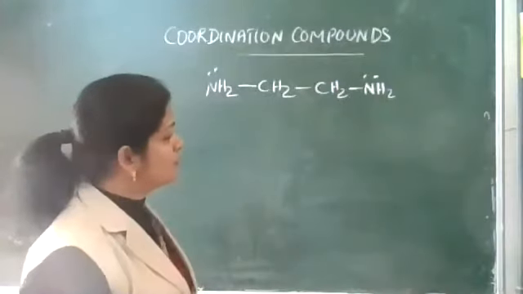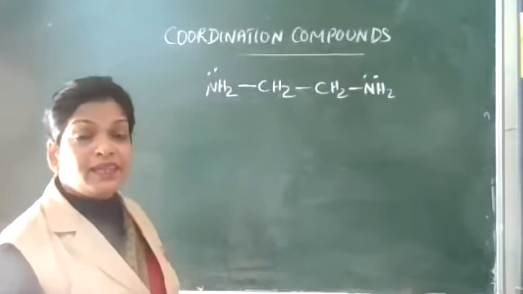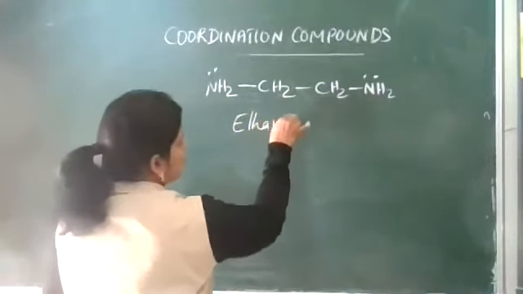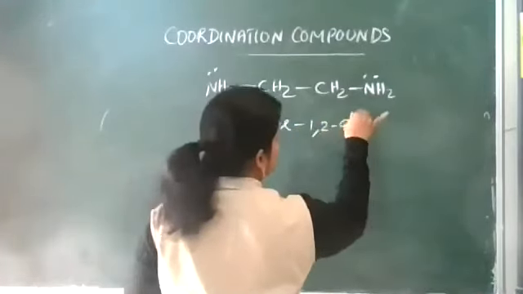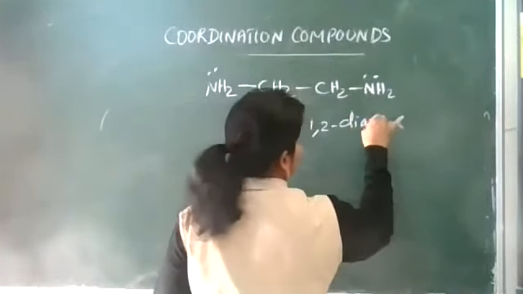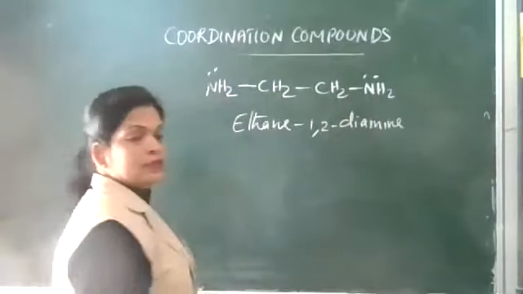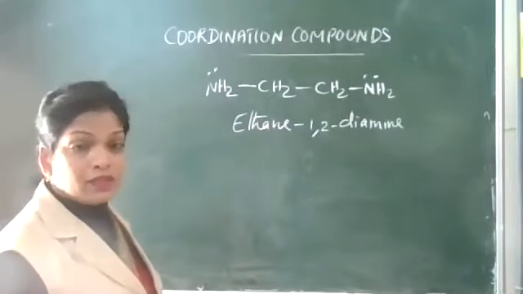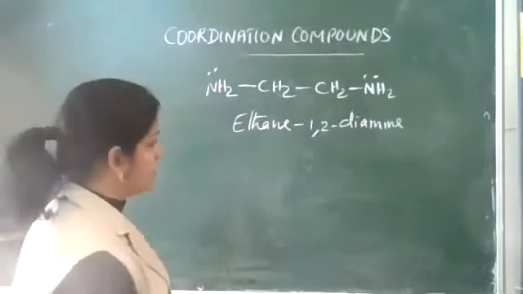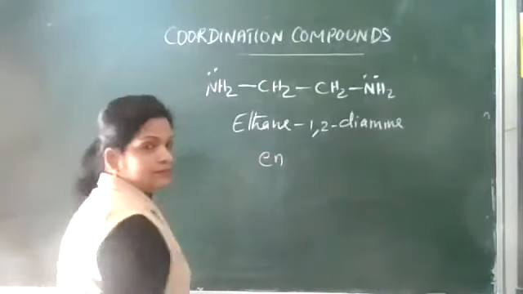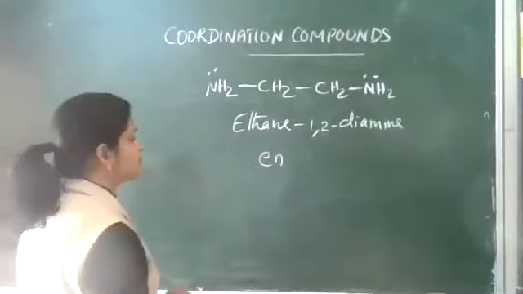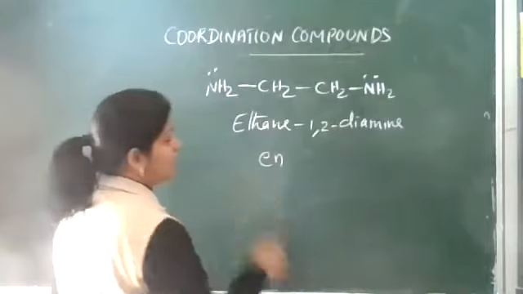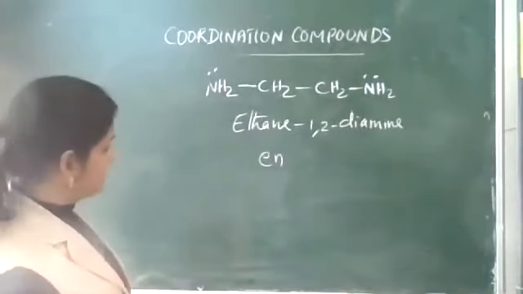We call it ethane 1,2 diamine. If the same functional group is present, then the complete hydrocarbon name is required, ethane, 2 carbon atoms. Ethane 1,2 diamine. It is abbreviated as en. So it's not electron, en. Electron is represented by this. en means ethane 1,2 diamine.